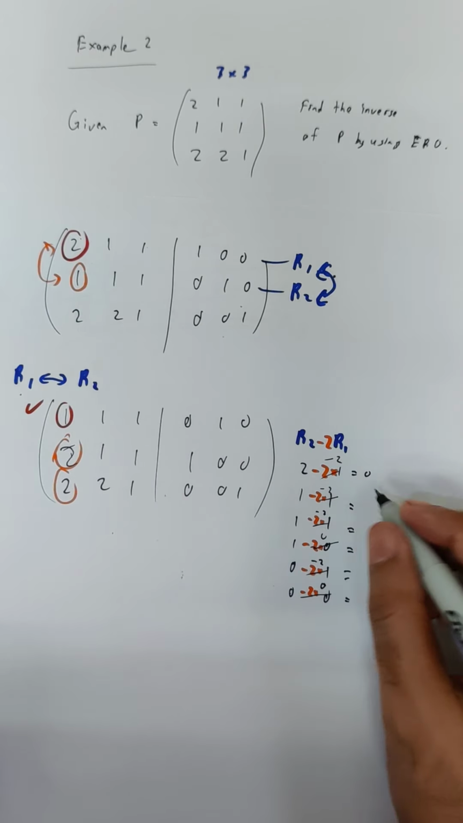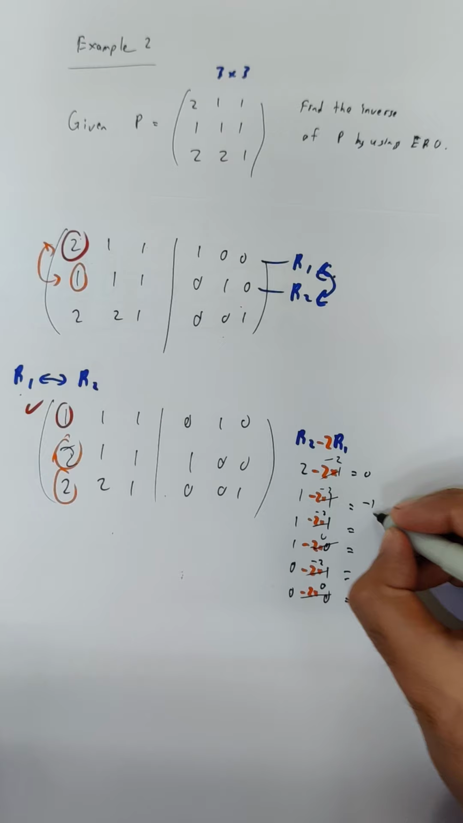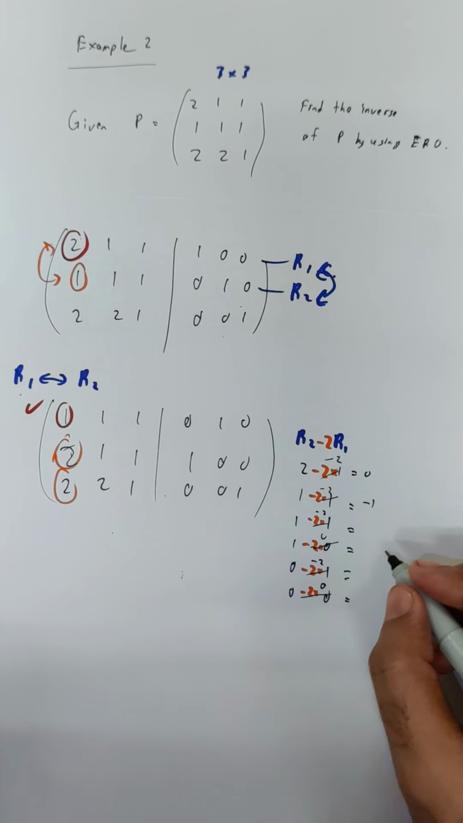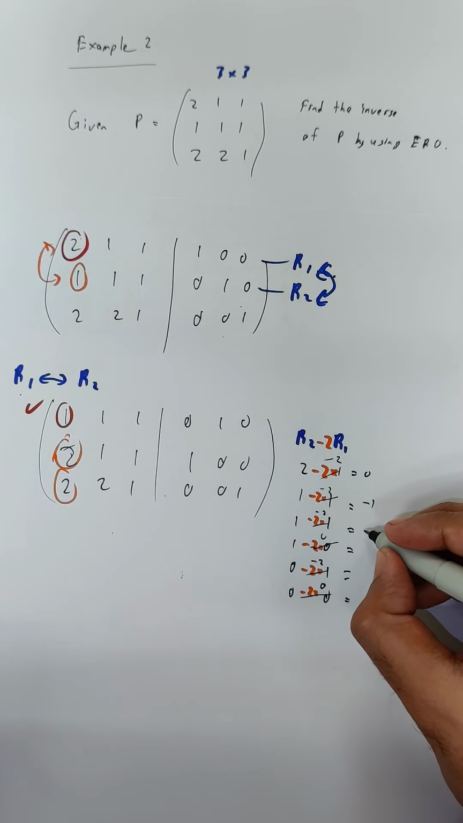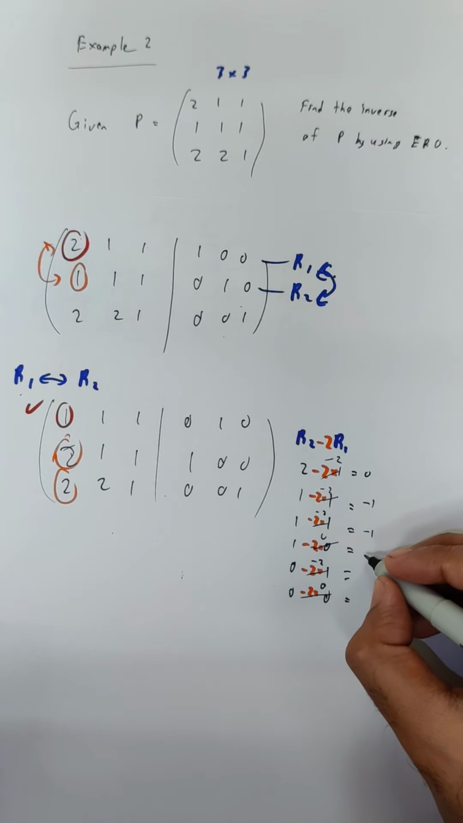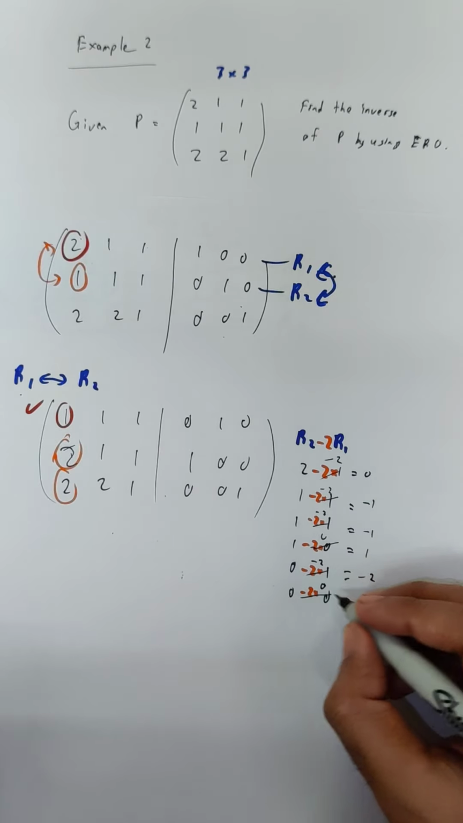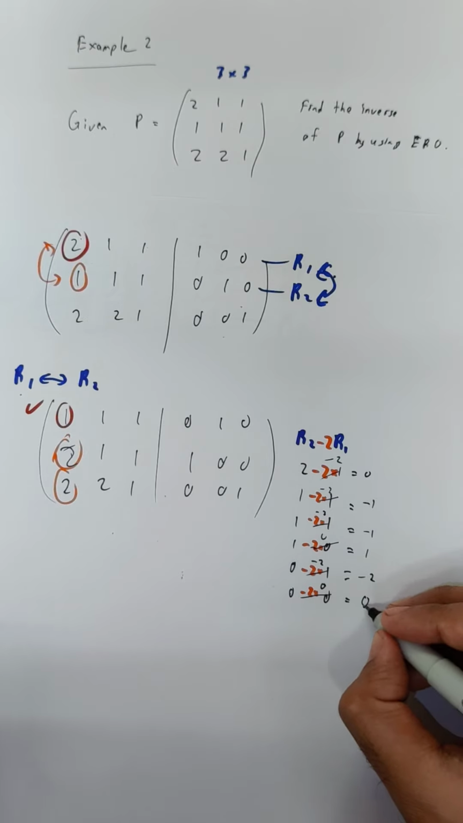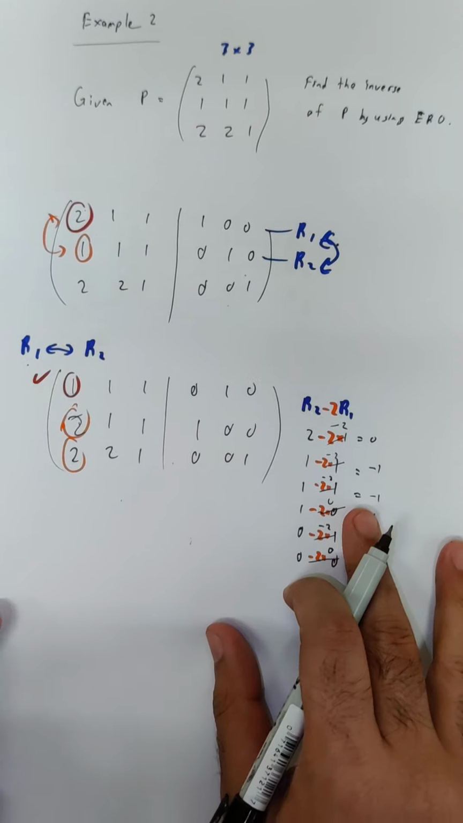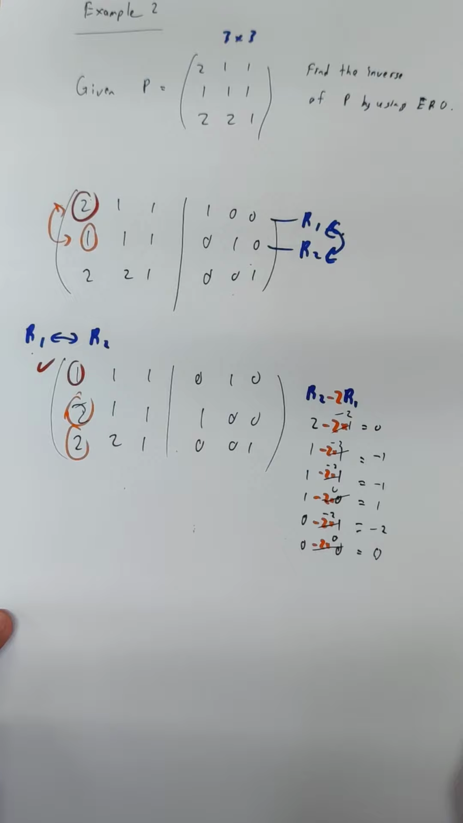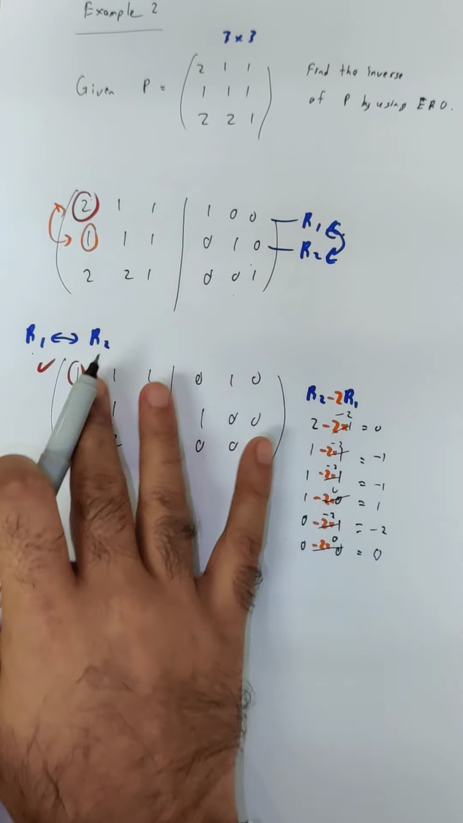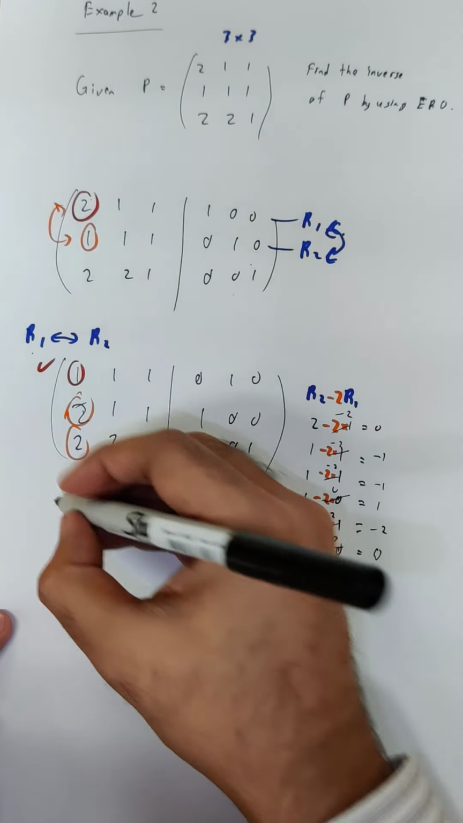So 1 minus 2 becomes minus 1. 1 minus 2 becomes minus 1 as well. 1 minus 0 remains as 1. 0 minus 2 is minus 2. 0 minus 0 is 0. Okay, so that's your new row 2. Row 1 we did nothing to it, so row 1 remains as it is.